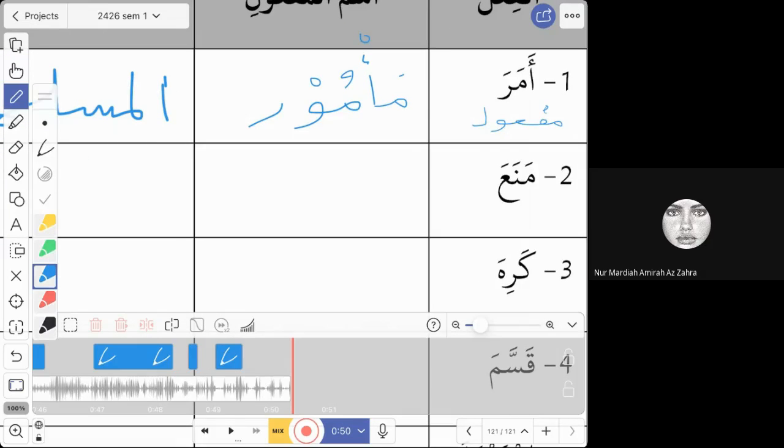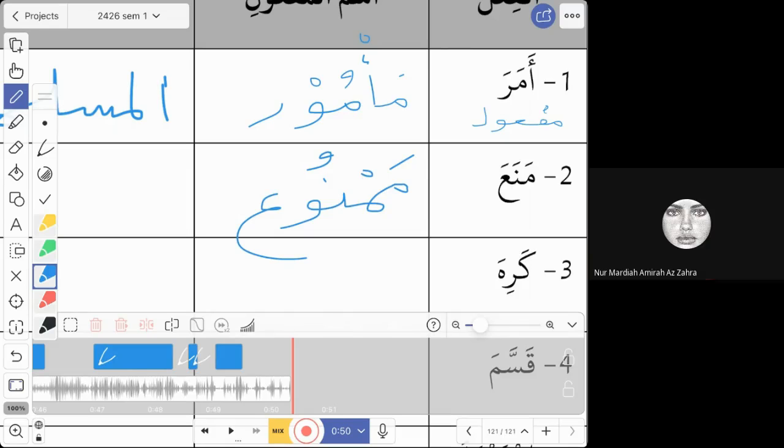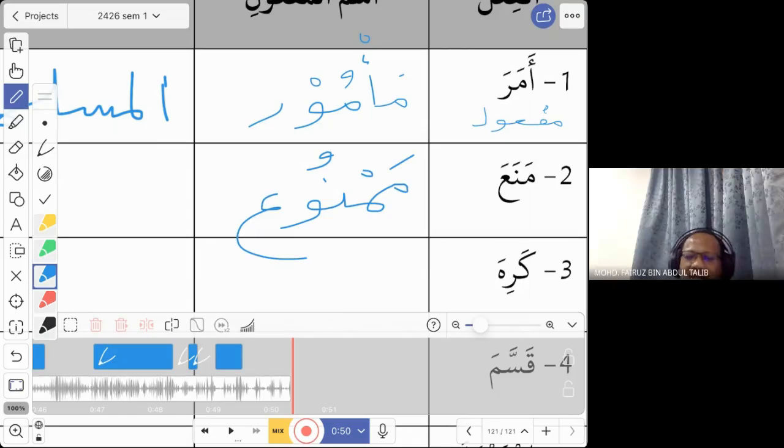It's mamnu'un. It is mamnu'un. Yes, correct. Okay, so what is the meaning of mamnu'? Mana is to prevent. Prevented or is blocked. Yes, mana is prevented. Okay, or not allowed. It is not allowed.